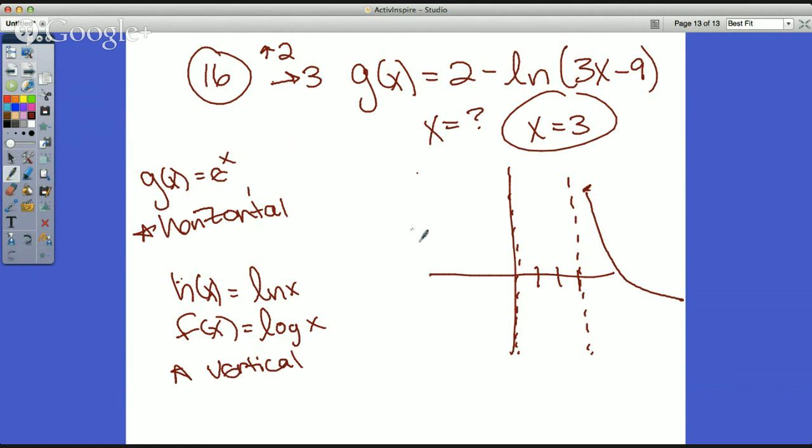And we could test that by plugging. Let's plug in 0 in for y. Remember, if we find the x-intercept, we plug 0 in for y. So what was x? Well, we're trying to find the x-intercept, so that's what we're solving for, x. So we set 0 equal to the rest of the equation. So 0 equals 2 minus ln of 3x minus 9. So how could I get x by itself?